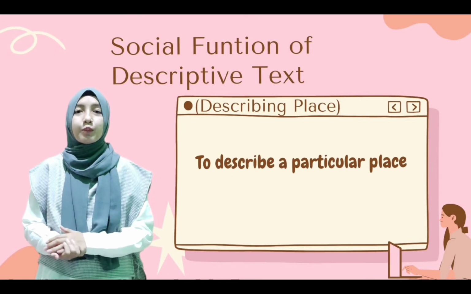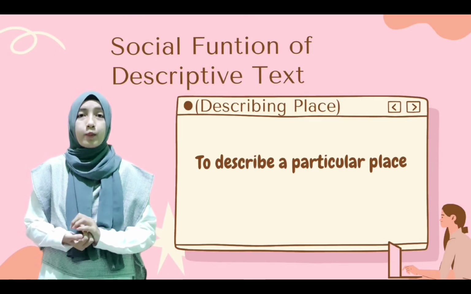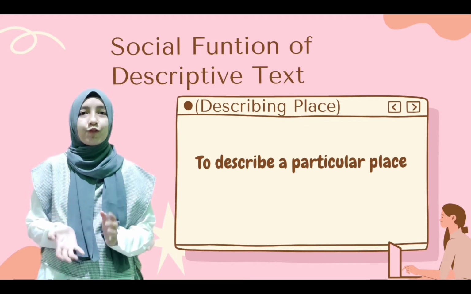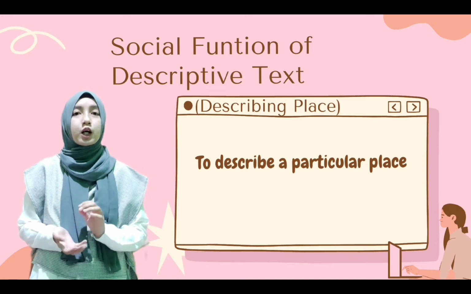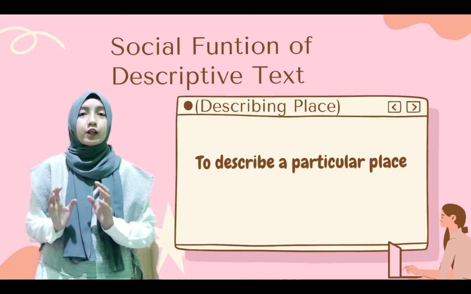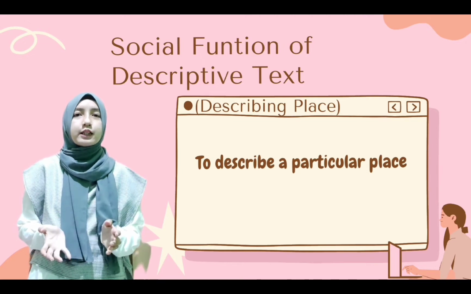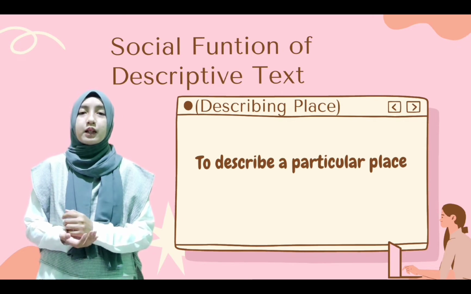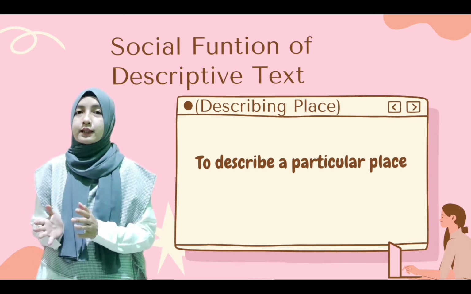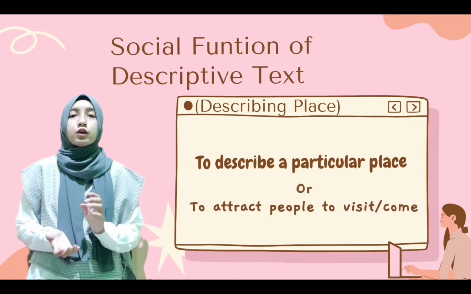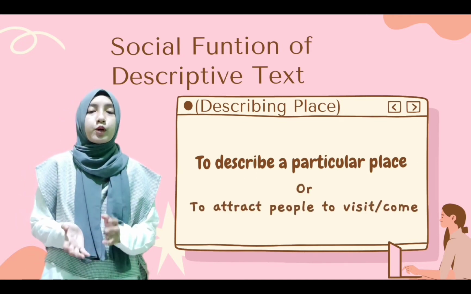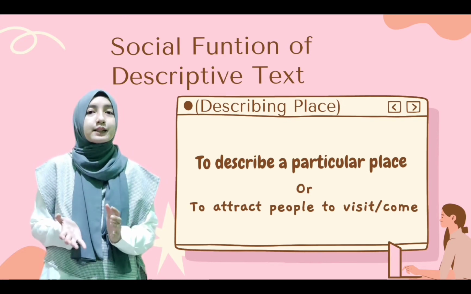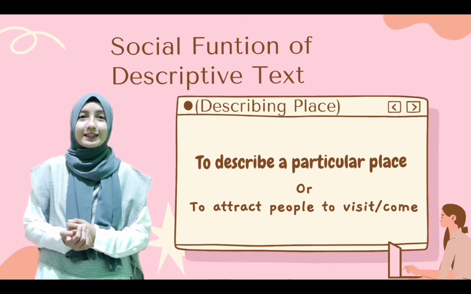First, we have to know about the social function or the purpose of descriptive text. In general, the purpose of descriptive text is to describe a particular object. In the context of describing a place, for example, if you want to describe Monas, the purpose of the text is to describe Monas. Or you can also say that the purpose is to attract people to visit Monas. It's easy to understand, right?